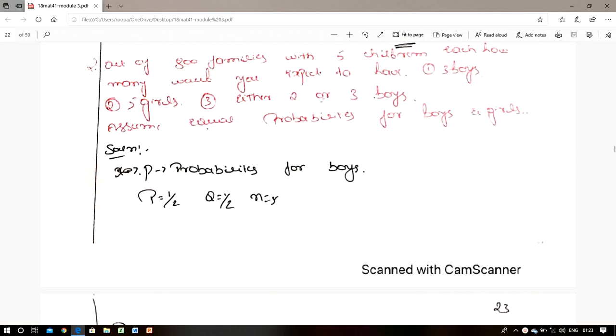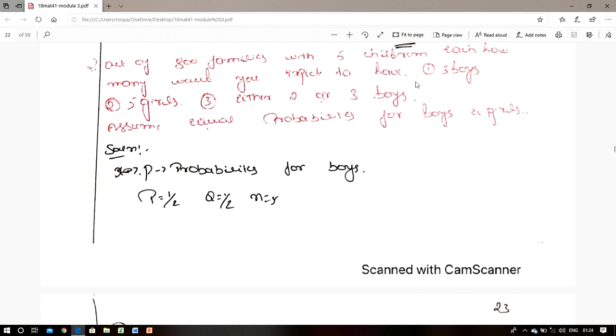In this problem, out of 800 families with 5 children each, how many would you expect to have: first, 3 boys; second, 5 girls; third, either 2 or 3 boys? Assume equal probabilities for boys and girls. Observe clearly: first, we have to find the p, q and n values.